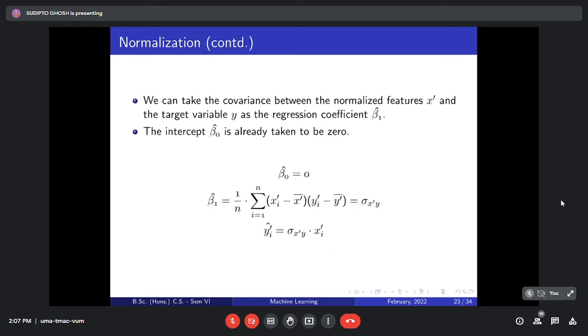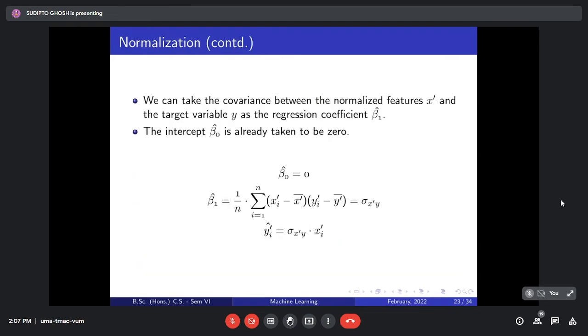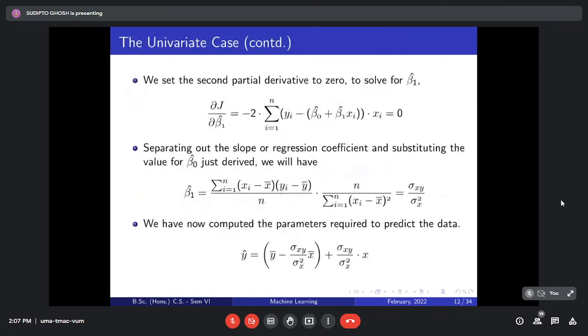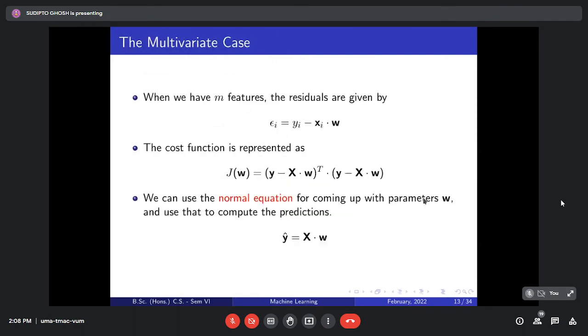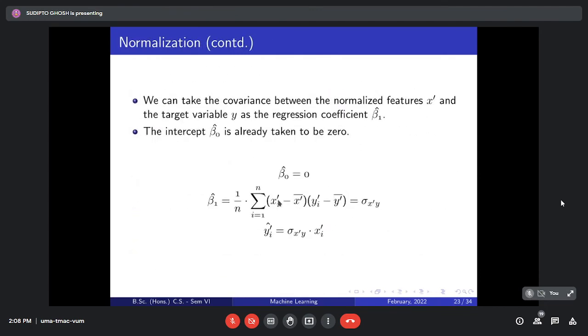Once we have that, intercept beta naught, we took it to be zero. Why? Because I just said that if we achieve a zero intercept, beta naught is zero, I only need to find beta 1. So if I have a unit variance, and in the univariate case you saw that it was covariance divided by variance, now my variance is 1. So for beta 1, I will have only the covariance as the term.